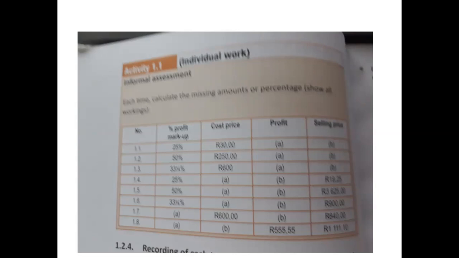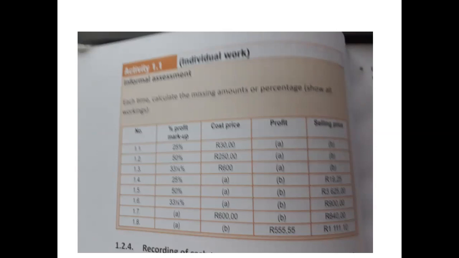To calculate the selling price, you take the cost price of 30 Rand times 100 plus the profit percentage, so it's times 125 divided by 100. And then you get an answer of 37.50 Rand. So that is your selling price, 37 Rand and 50 cents.